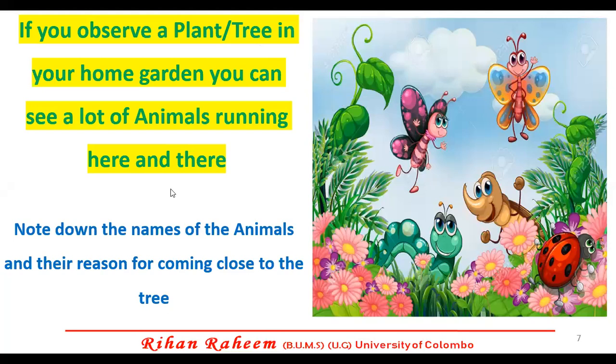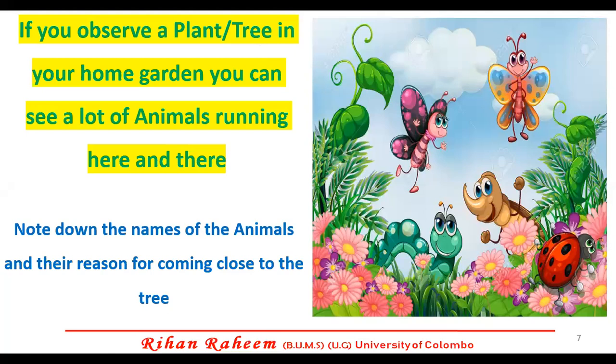Now, if you write down the names of the animals and the reason for coming closer to that tree, what is the main reason? Why are the butterflies coming towards the plants? To drink the nectar. In the flower, there is a sweet juice like honey. To collect the honey, the bees are coming. To taste the honey, the butterflies are coming.